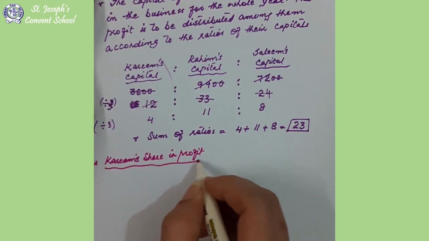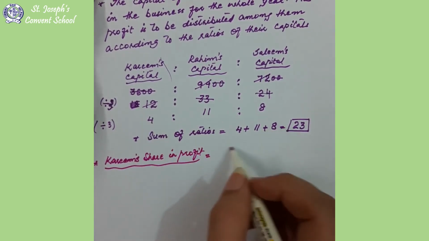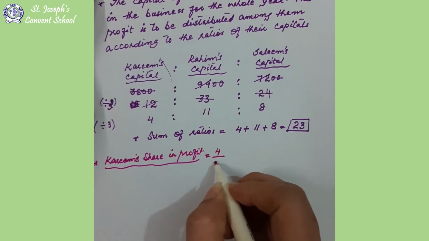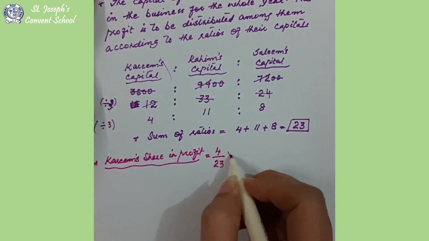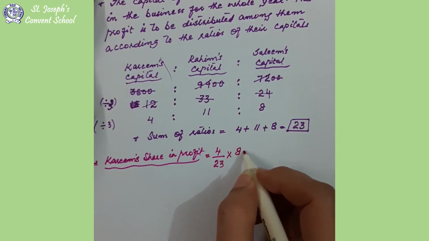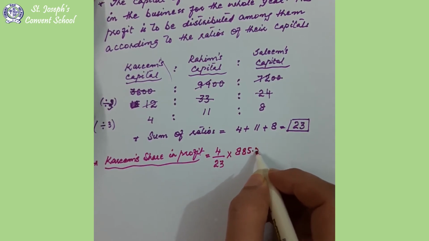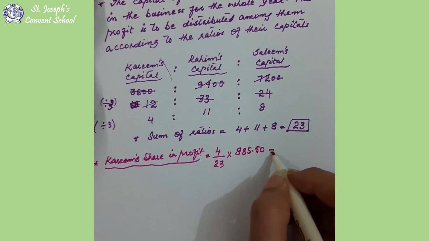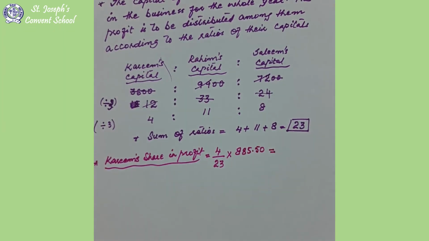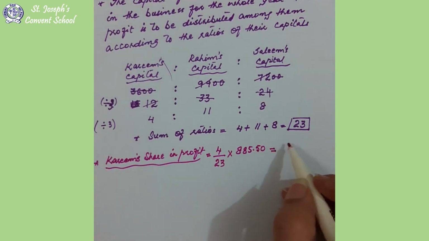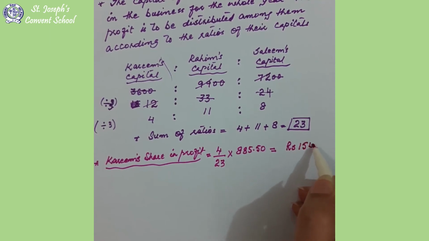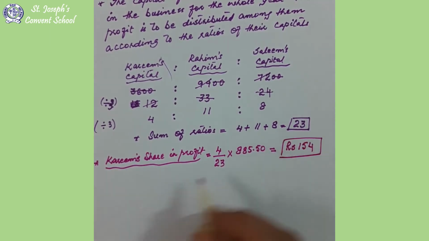So first person: 4 divided by 23 into profit. Profit is 885.50. After calculating, how will you calculate? You will multiply 4 into 885.50 divided by 23. So the answer will come rupees 154. First answer.